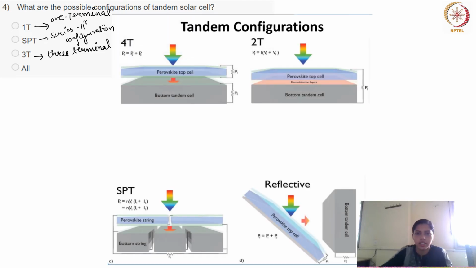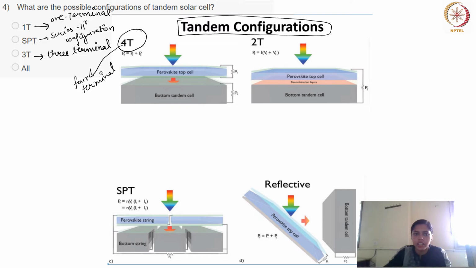Okay, so let's see this figure first. The possible tandem configurations are the 4T, which is your four terminal tandem configuration. The second one is your 2T, which is your two terminal tandem configuration. The third one is your SPT, which is basically the series parallel tandem configuration, and the last one is your reflective configuration for the tandem application of the solar cell.